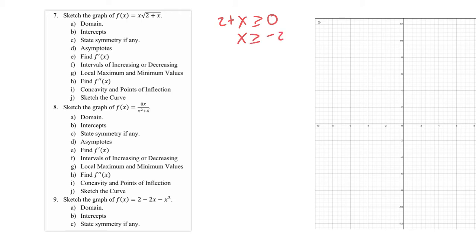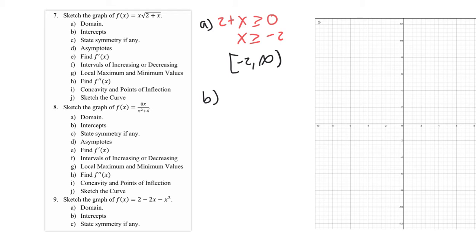So that could be represented with this domain here, where it's from -2. And actually, it should be brackets for -2 all the way to infinity. So that is 7a. 7b, what are the intercepts?